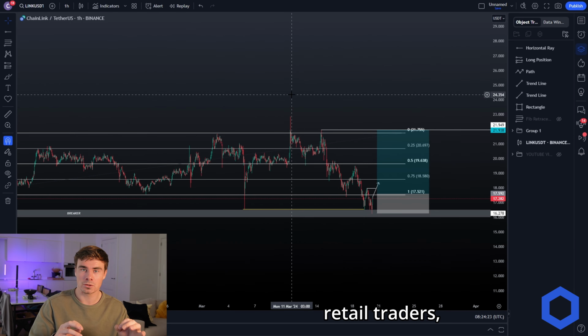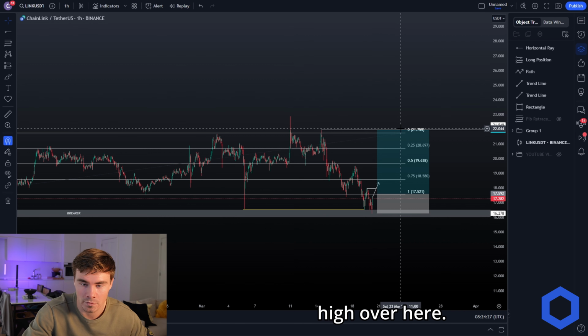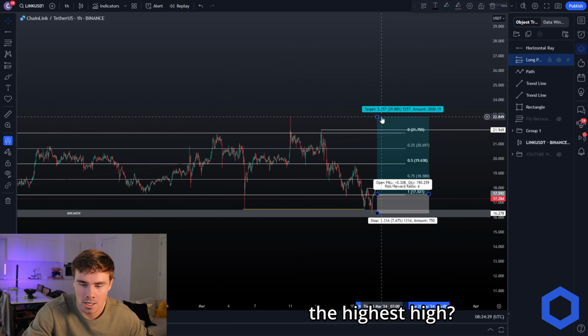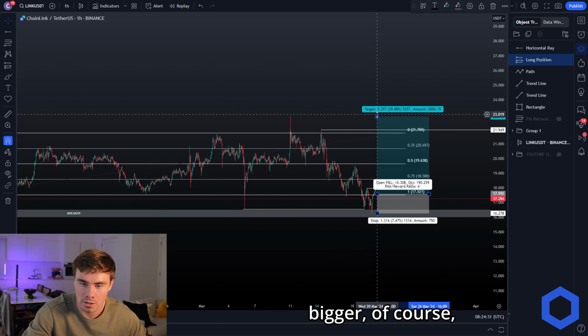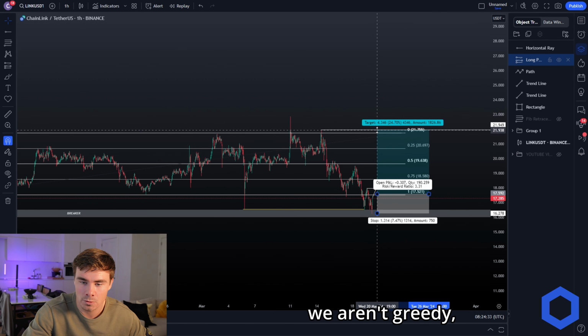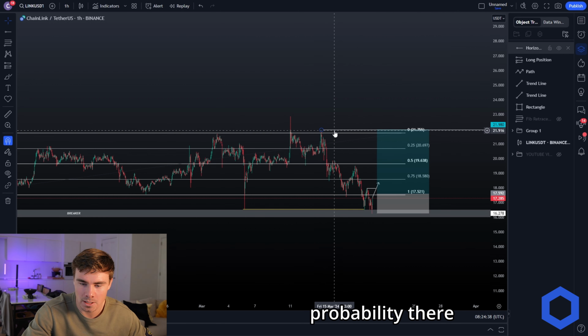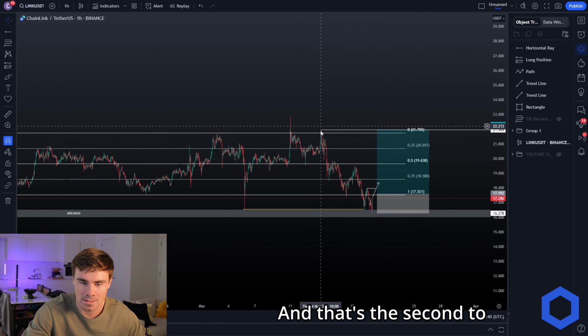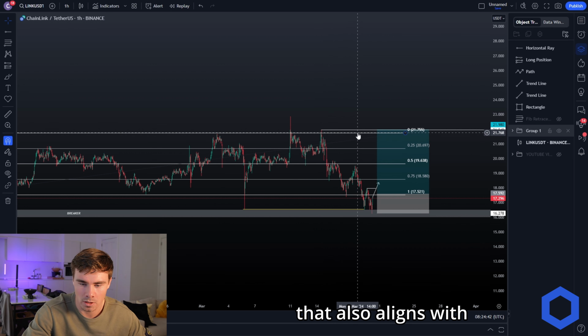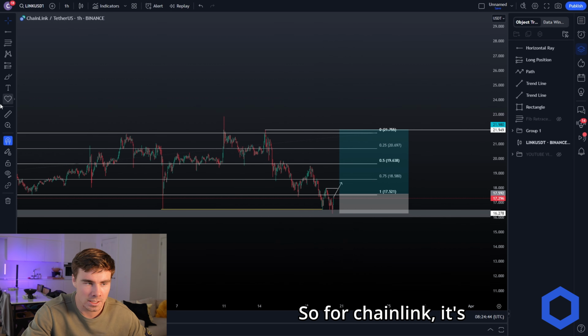Why? Because the greedy retail traders, the greedy stupid traders, they always want to use the highest high over here. Why do they want to use the highest high? Because then the potential profits are bigger, of course, and they are greedy. But we aren't greedy, we are smart instead, and we take a little less profit for a higher probability that the take profit target gets hit, and that's this second to highest high that also aligns with that range high level over here. So for Chainlink, it's very simple.